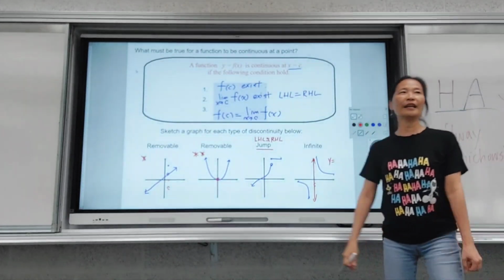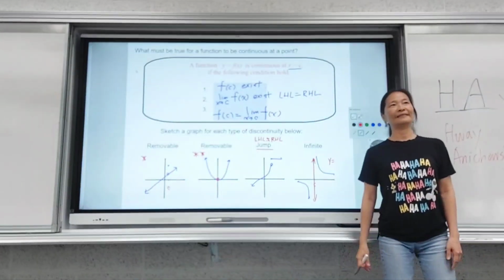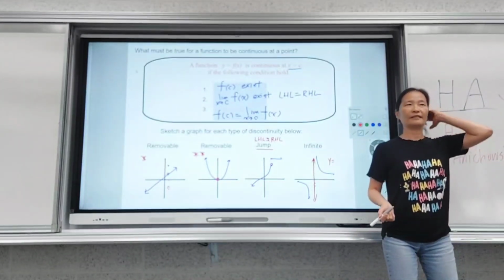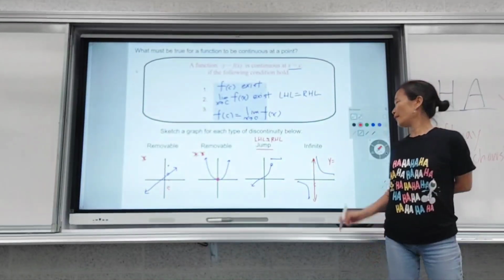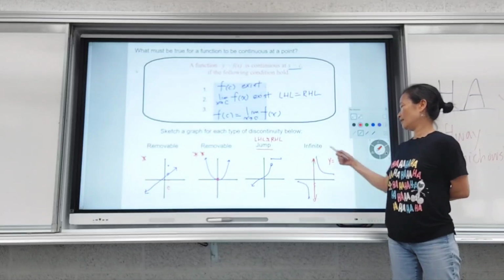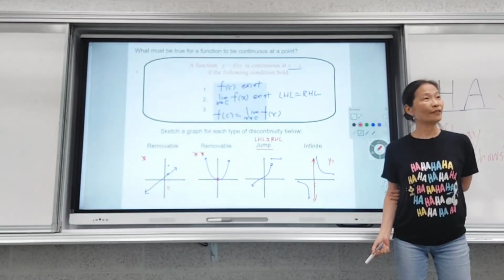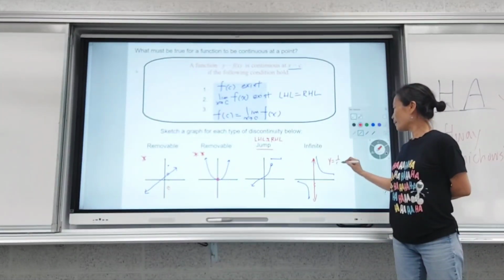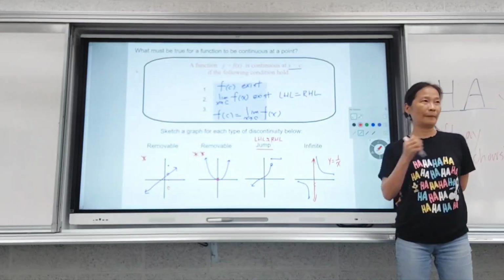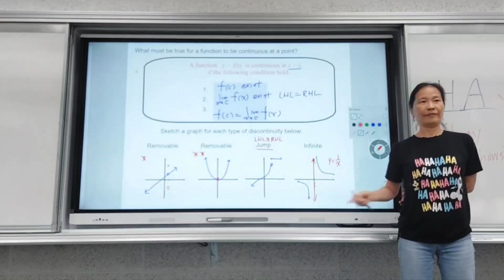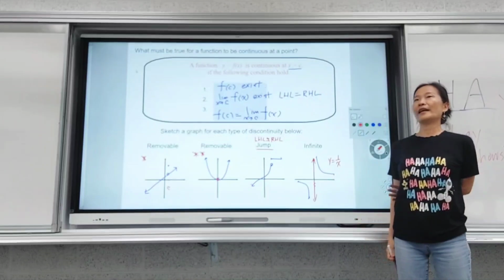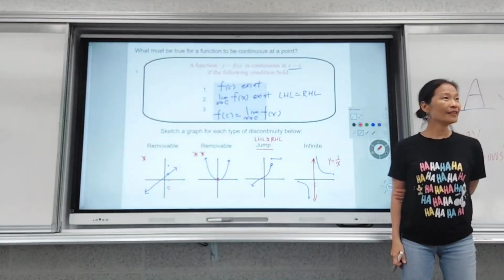You forgot. Who can help Jake? Alvin. What function is this? 1 over x, right? Rational function. And what's happening at x equal to 0? What kind of asymptote? Vertical asymptote.